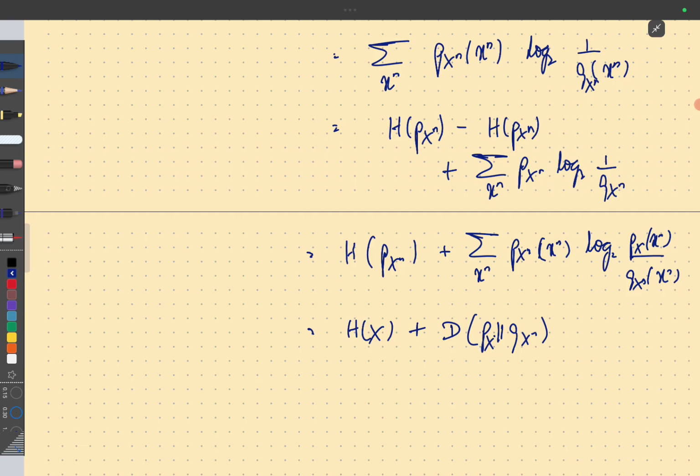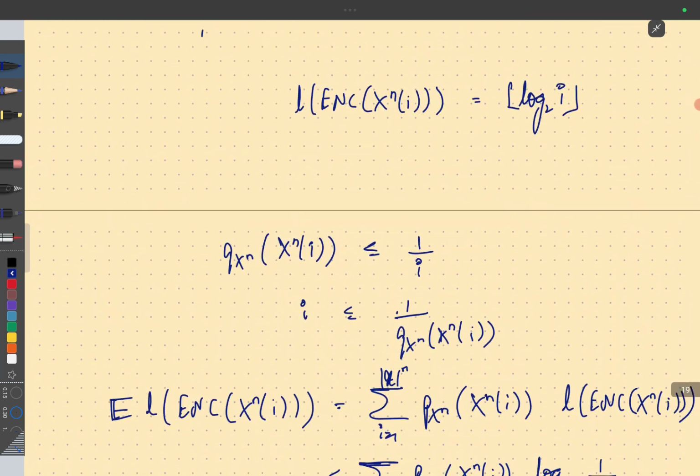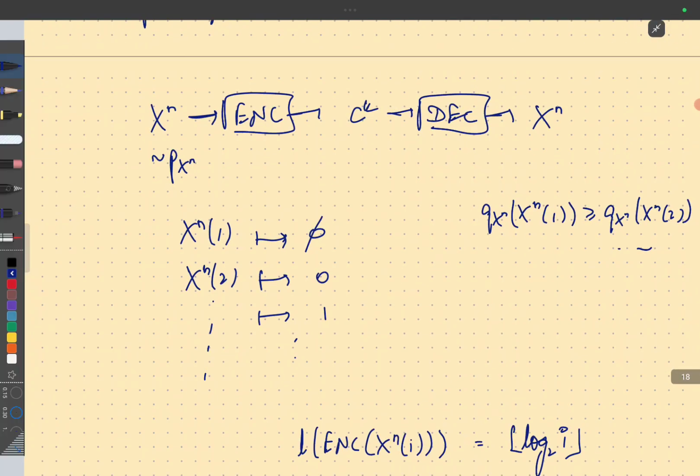How does the ordering come into play here? Q is chosen in such a way that the symbols are ordered in decreasing order of their Q probabilities.